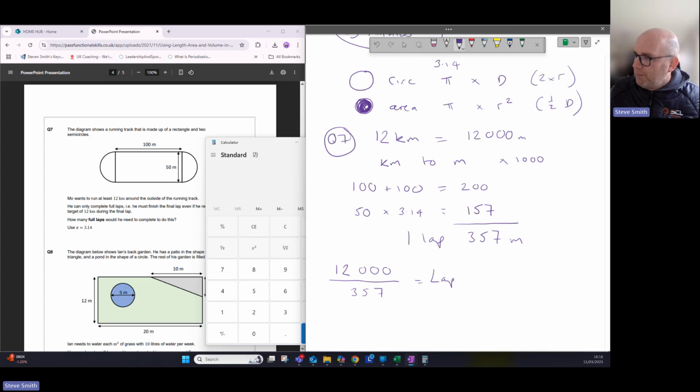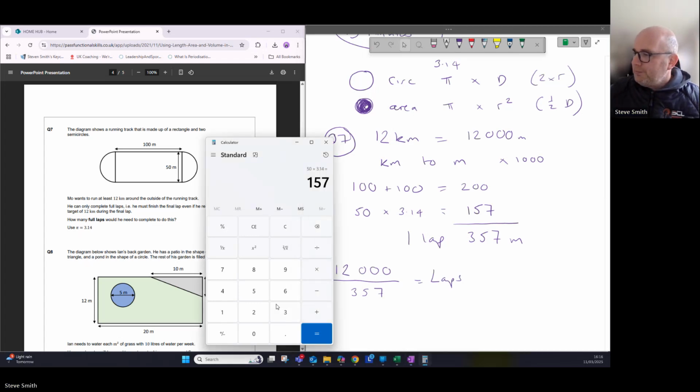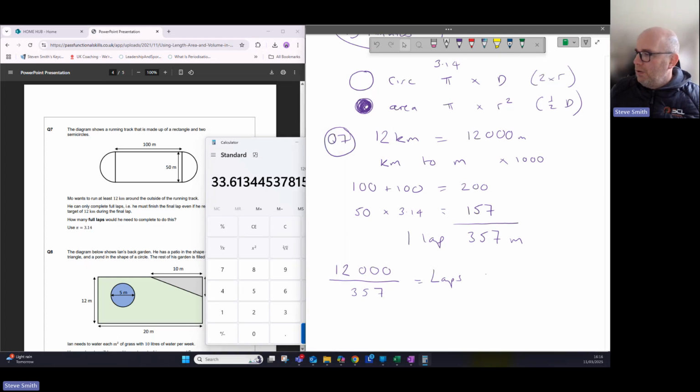So right, we've got 12,000, divided by the total distance around the running track, which is 357, equals 33.61. So 33.61 laps gets us to 12,000.